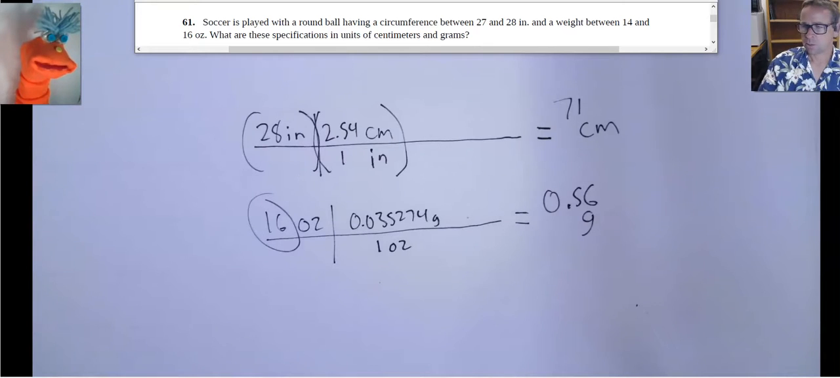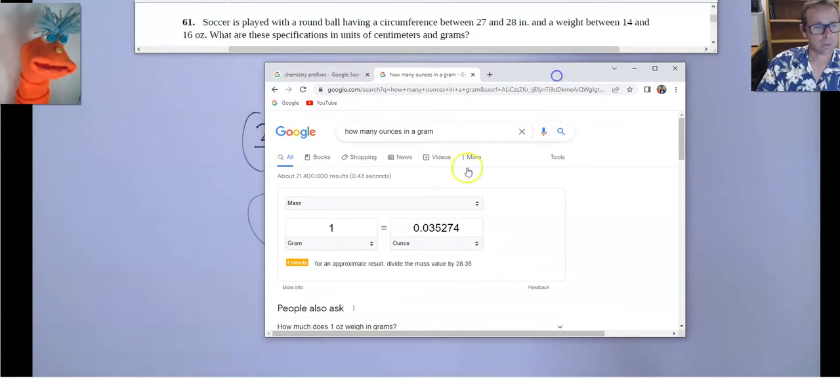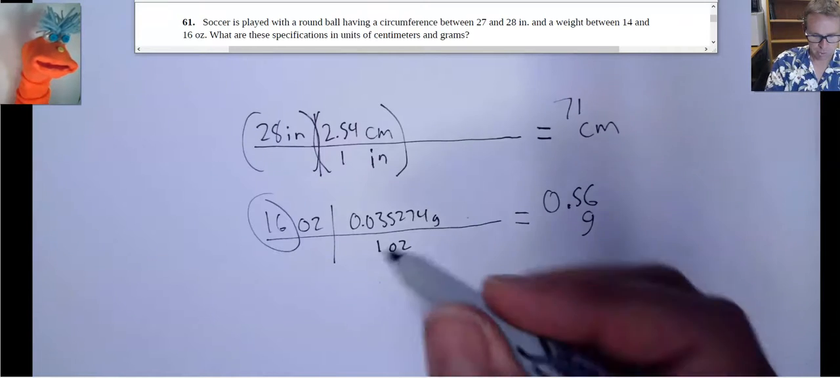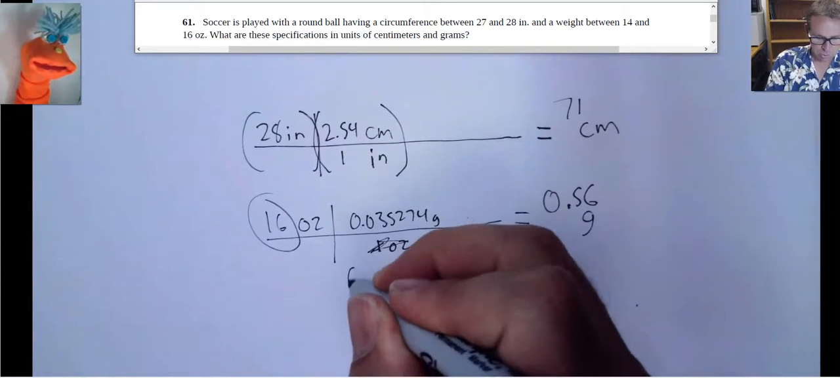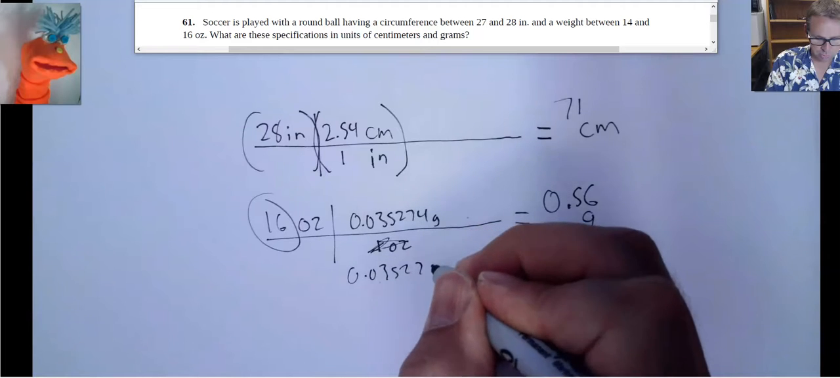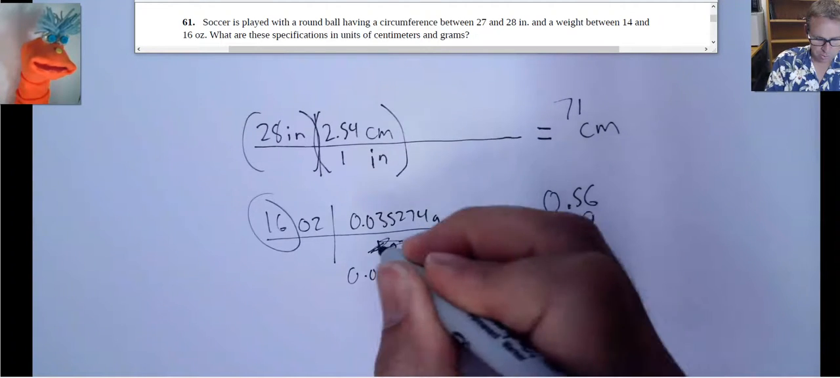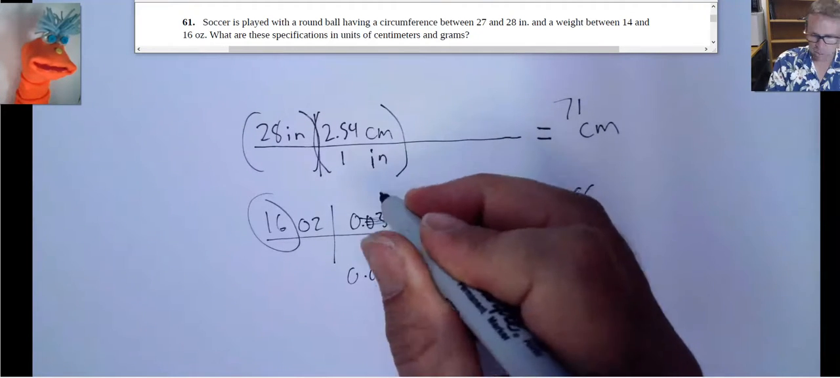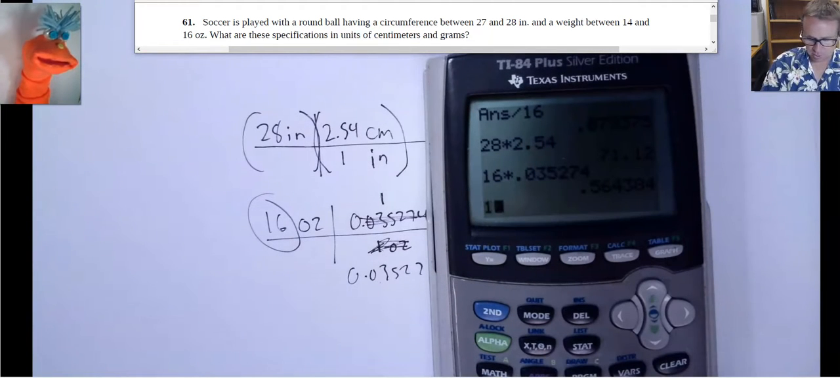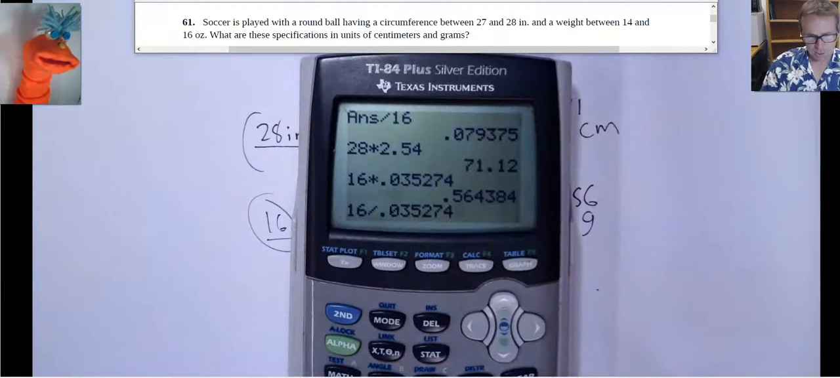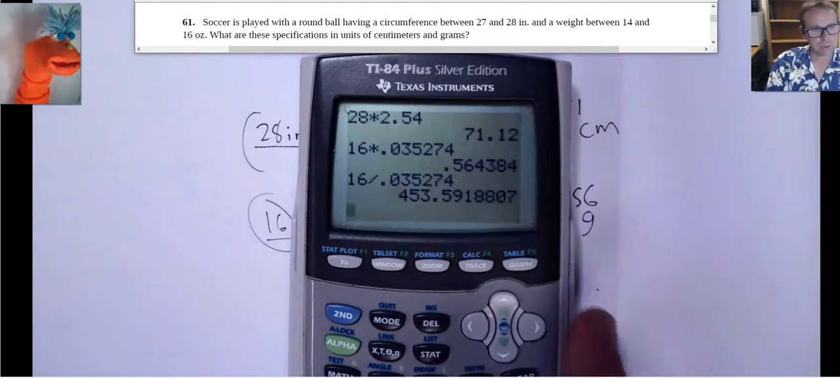Oh, wait. 1 gram is that many ounces, so I went the wrong way. 0.035274 ounces is equivalent to 1 gram. So I'm not going to take 16 times that value, I'm going to take 16 divided by that value, 0.035274, and that's going to be my resulting value.